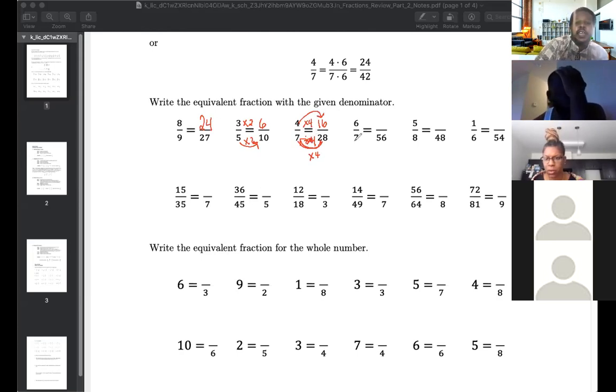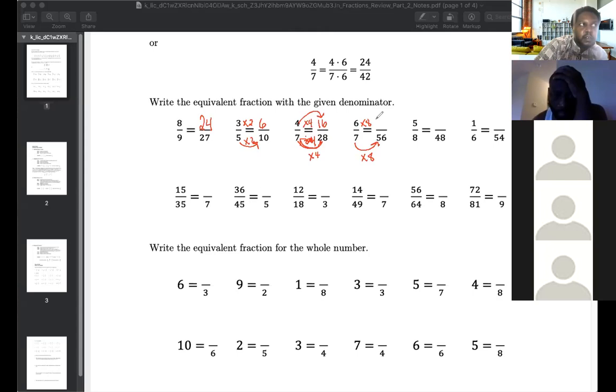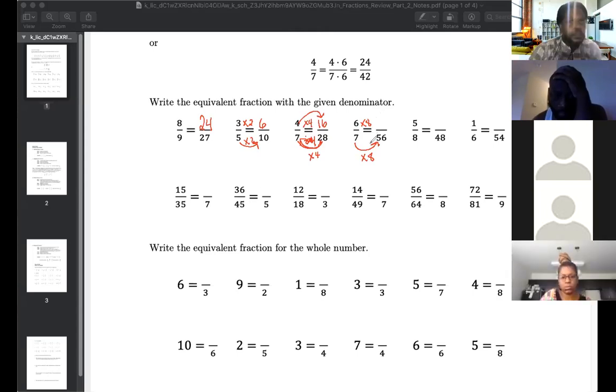All right, how do I get from 7 to 56? What do I have to do to make 7 into 56? I have to multiply by 8. So 6 times 8 is? 42, I think. Nope, 6 times 8, almost, not 42, one more. Oh, 48.